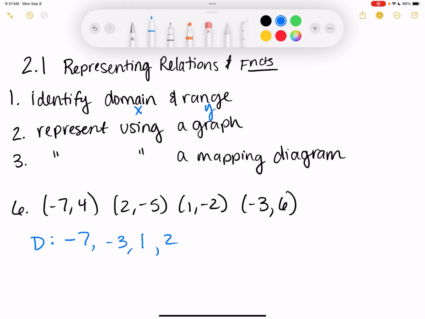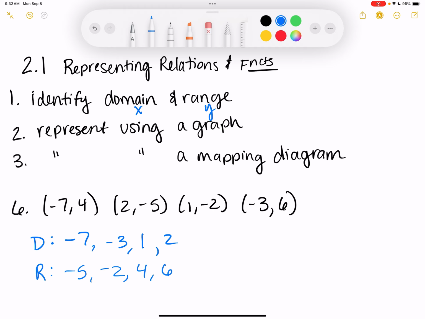Range are the y values. So we've got -5, -2, 4, and 6. Now, if a number is repeated either in the domain or the range, then I am only going to write it one time. So if I have, say, -7 as an x value twice, I'm only going to write it once. So just make sure you're aware of that. So that's the first thing.